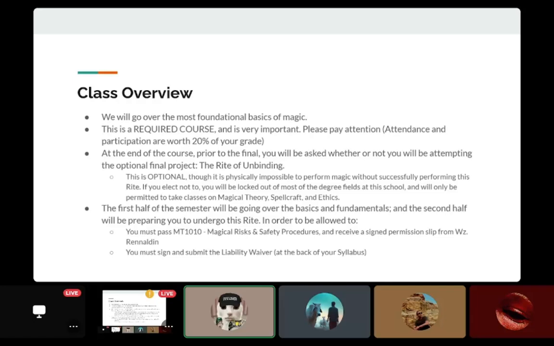This course is for first-year students to introduce you all to the fundamentals of magical theory, spellcraft basics, and the risks of practicing magic. This is a required course, and it is very, very, very important. Please pay attention. Because of this, attendance and participation are worth 20% of your grade.